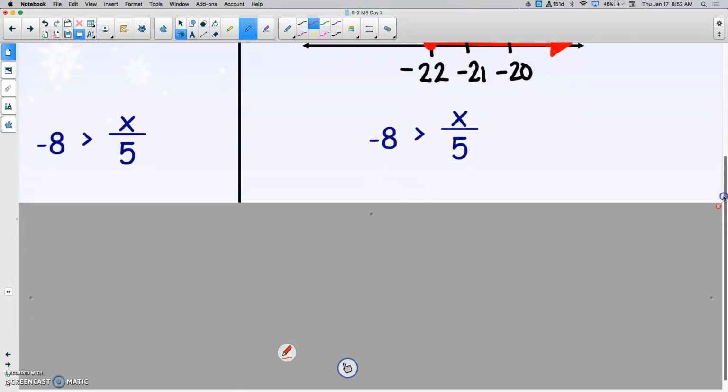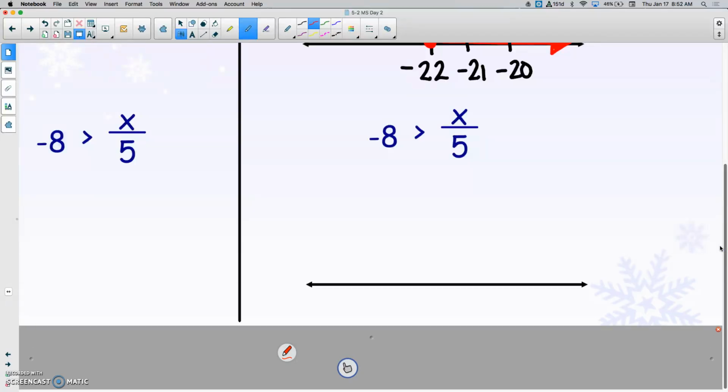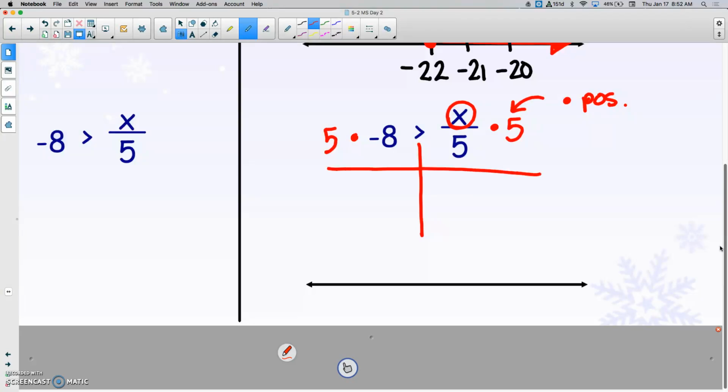Second example. On this one, circle my variable. X is divided by 5, so I need to multiply by 5. Now, I am multiplying by a positive, so I do not change my symbol. So I can cancel my 5s, bring down my X, keep my symbol. 5 times negative 8 is negative 40.